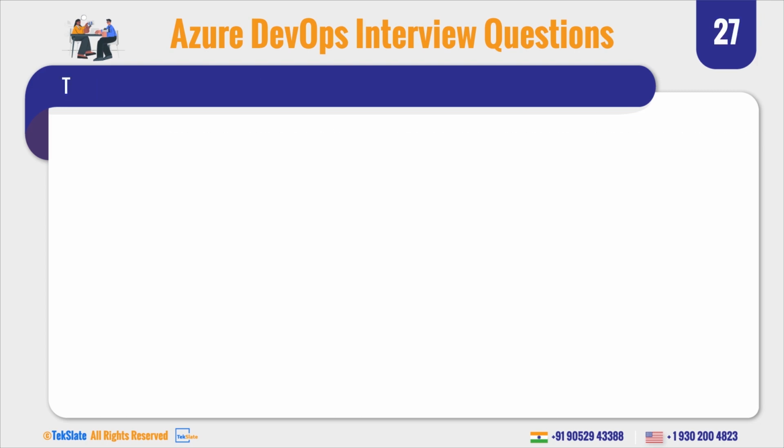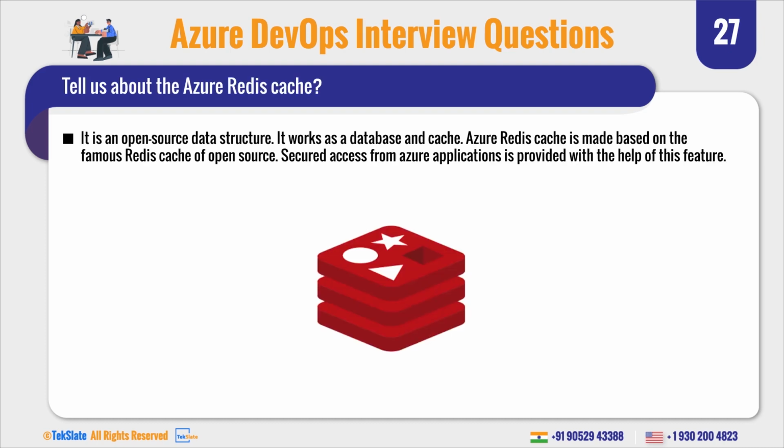The next question is, tell us something about the Azure Redis cache. So this is basically an open source data structure. It works as a database as well as a cache, and Azure Redis cache is made based on the famous Redis cache of the open source. Secured access from the Azure applications is provided with the help of this feature. The structure of data, which are like strings, sets, and hashes along with queries, is maintained by this.